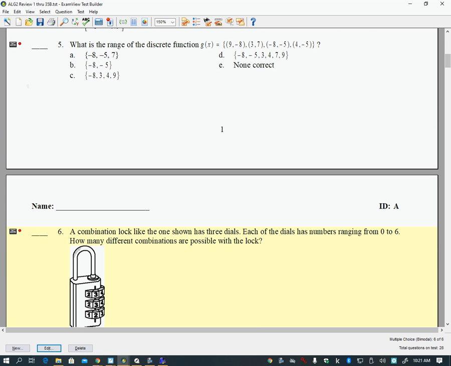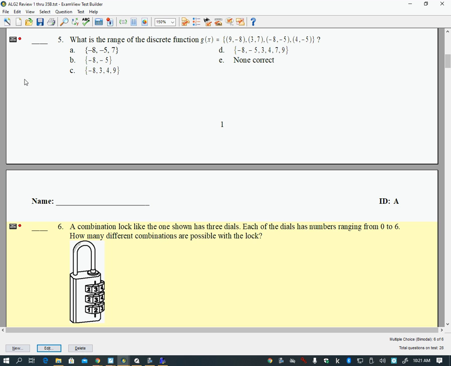5, what is the range of the discrete function? All right, range is what? You did this on the board. You said it was A. Well, range is y values, right? So I've got negative 8, 7, negative 5, negative 5. So start with the lowest value, which is negative 8, negative 5, and 7.